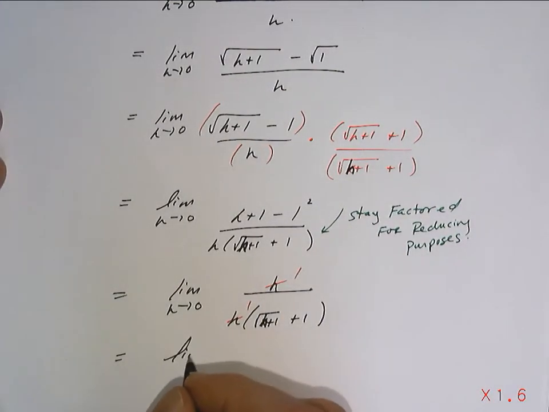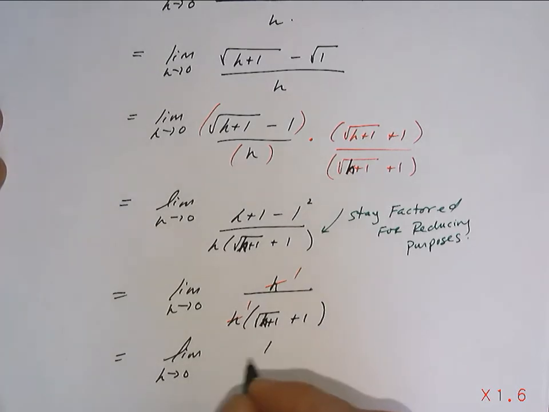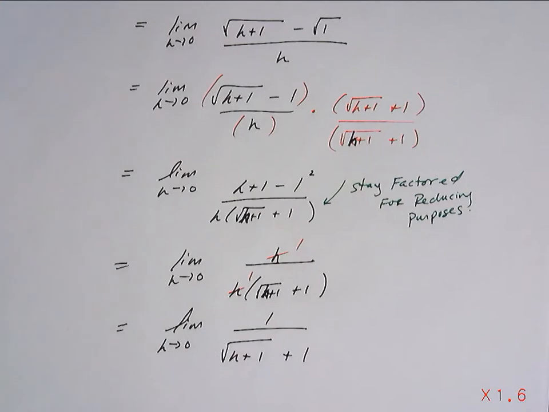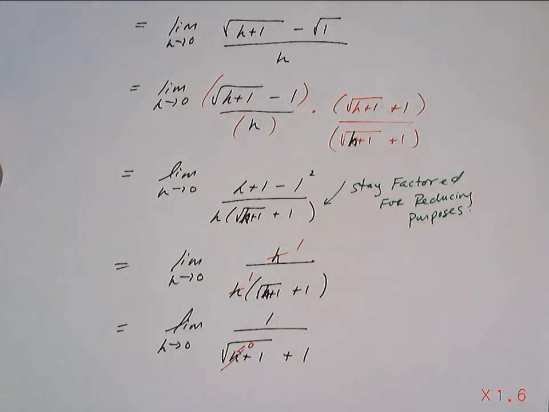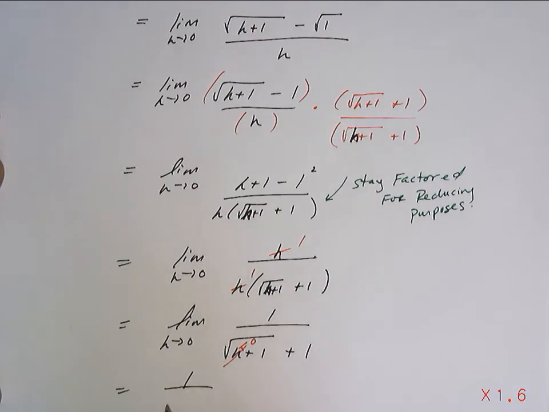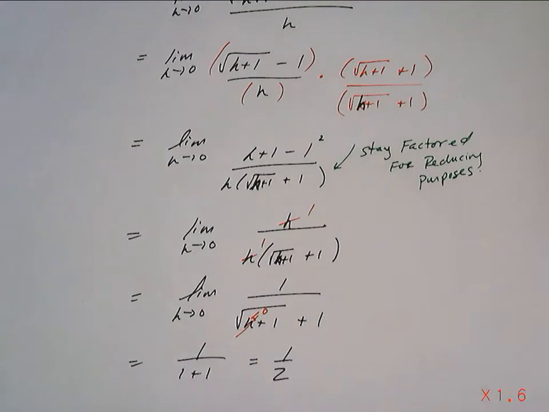And this is going to be the limit as h approaches 0 of 1 over root h plus 1, plus 1. Turn on the limit. That goes to 0. So it becomes 1 over 1 plus 1, which is 1/2. The slope of the tangent line to that radical up there is going to be 1/2.